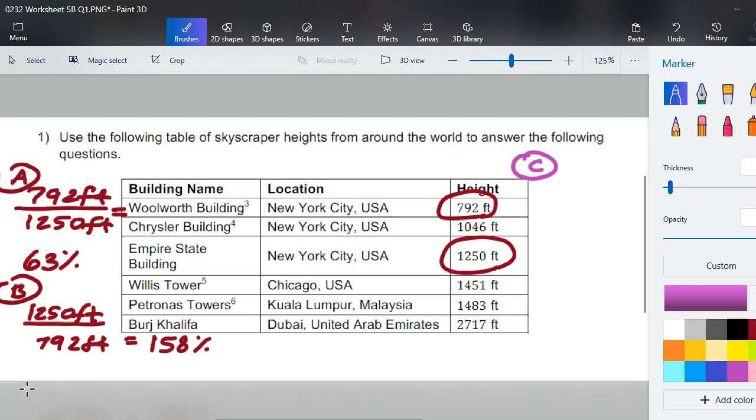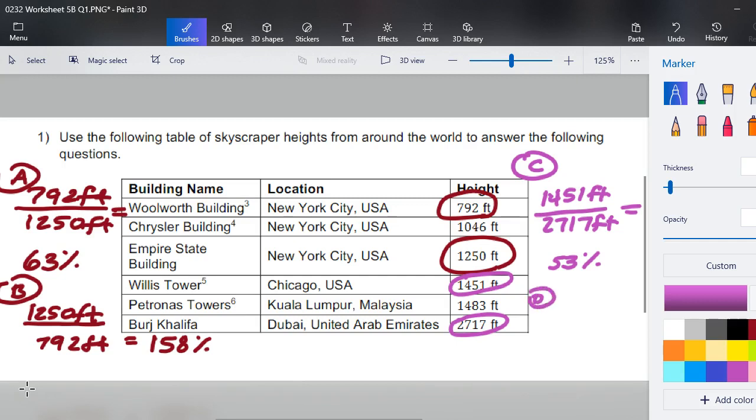Write the height of the Willis Tower as a percentage of the height of the Burj Khalifa. So here's the Willis. Here's the Burj Khalifa. They want us to write the Willis in terms of or in reference to the Burj Khalifa. When we write this down and then divide it and multiply by 100, I'm getting about 53%. So the Willis Tower is just about 53%, just over 50% of the Burj Khalifa's height.